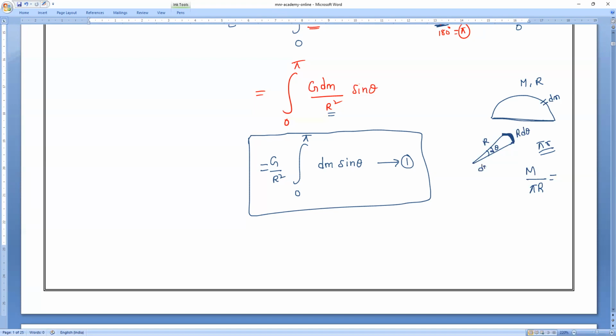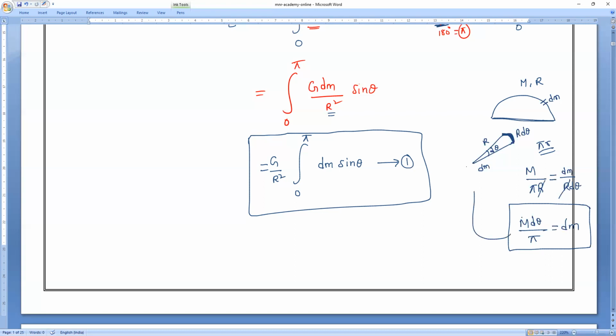So the mass is dm, and we studied this in the first chapter. Do you remember, guys? Narayan, understand? So M divided by pi r equals dm divided by r d theta. So r will get cancelled, and this will come to this side. We'll get M d theta divided by pi, which equals dm. Will you all agree with me, guys?